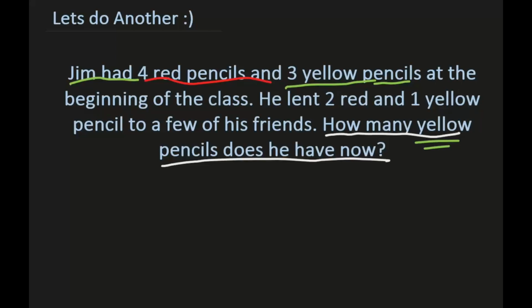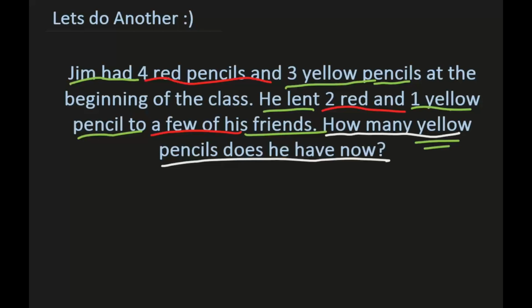And then at the beginning of class, he lent 2 red and 1 yellow pencil to a few of his friends. So he lent 1 yellow pencil to a friend, because multiple people can't use a pencil at the same time. Now let's underline our not so useful information. So 2 red and a few of his friends.